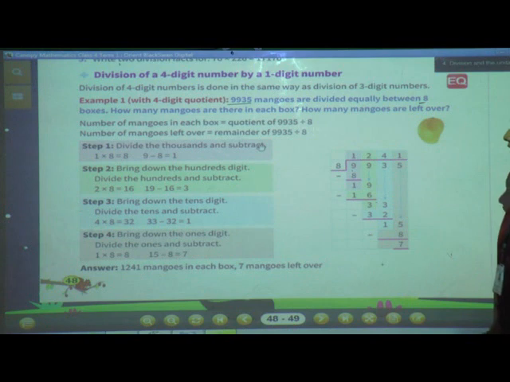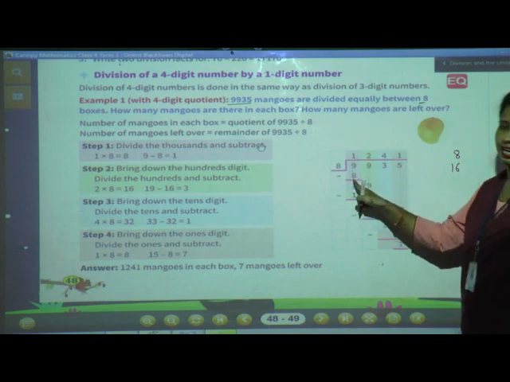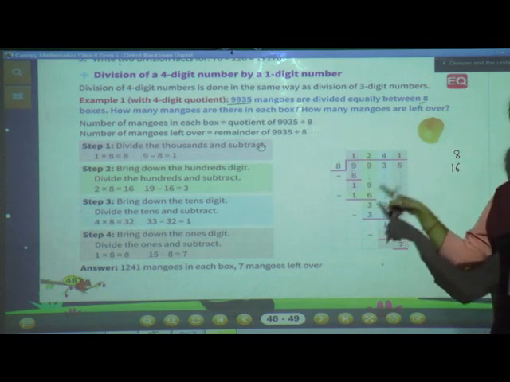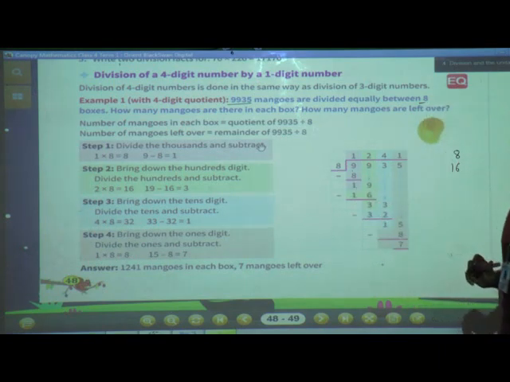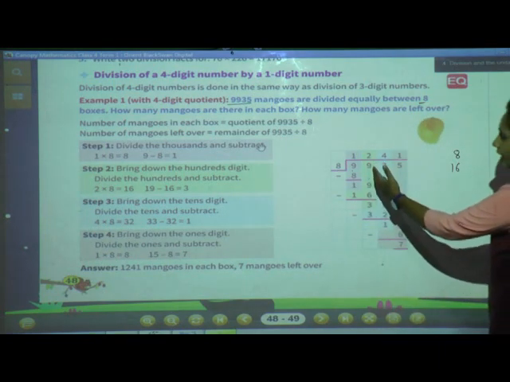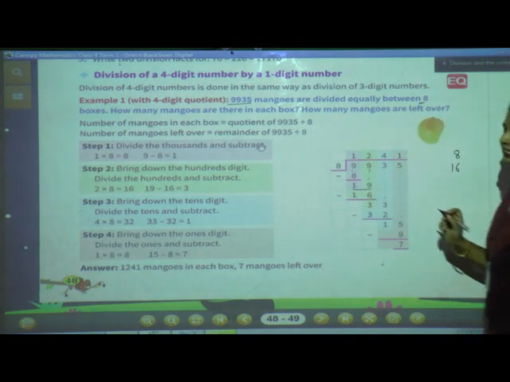So now see, is 9 there in the 8 table? Yes, it is there. Where is it? 8 ones are 8 only. So 8 ones are 8. Now the next step is we have to subtract. 9 minus 8 is 1. Okay, done. Now bring down the hundreds digit. In this way, now we have 19 with us.